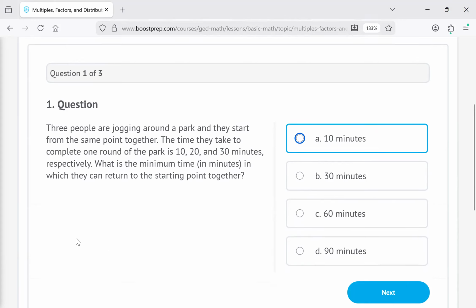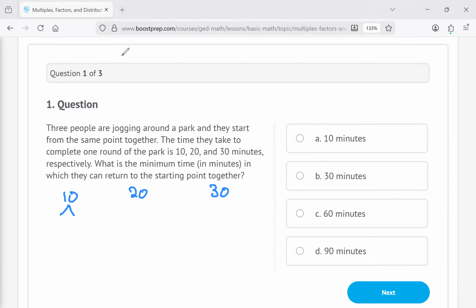So yes, we're going to make a factor tree. What are our times? We have three people. One is at 10 minutes, the other one is 20, and the other one is 30 minutes, right? Obviously, these are not prime, so what you want to do is break them down and make a factor tree.